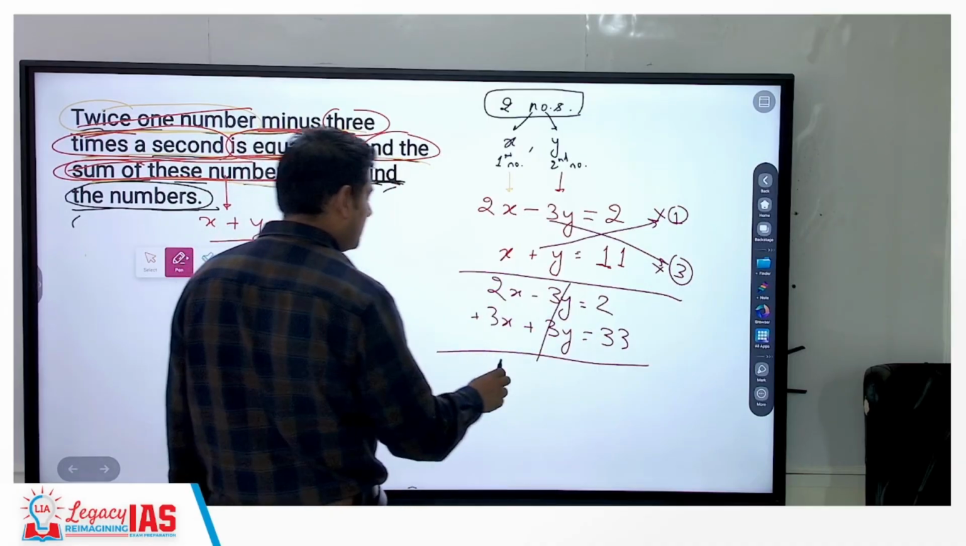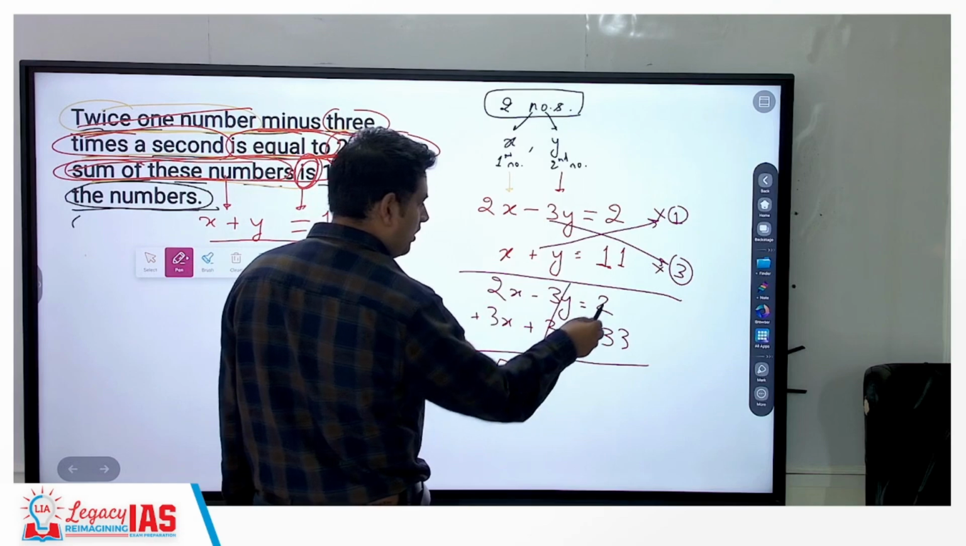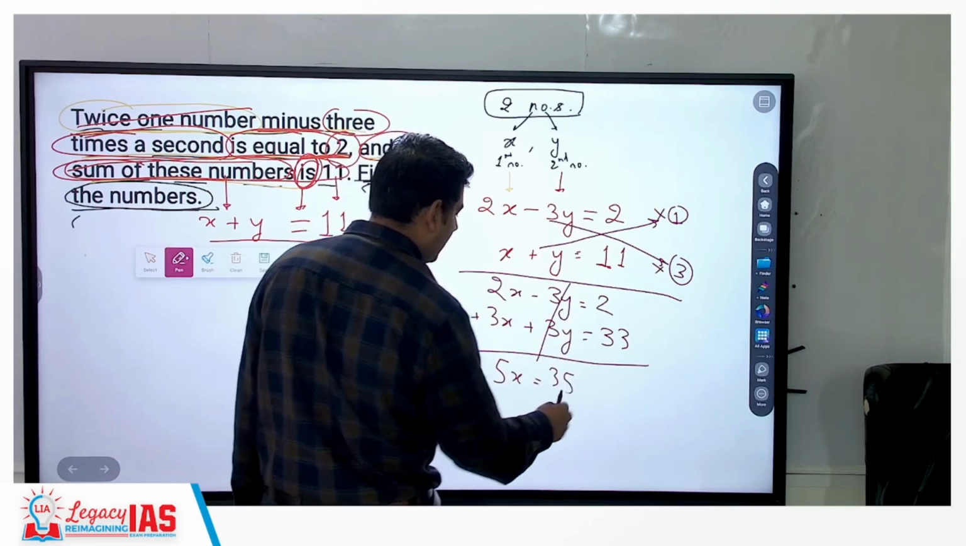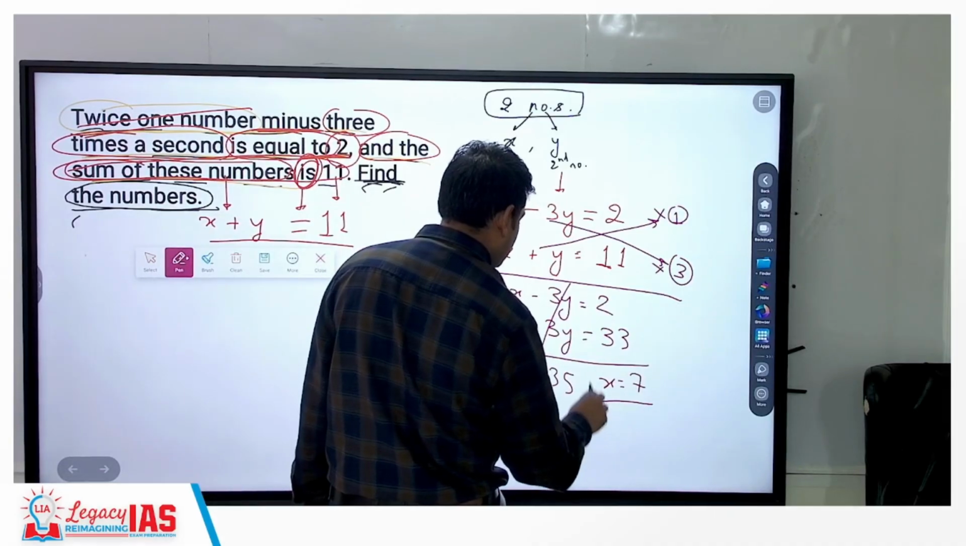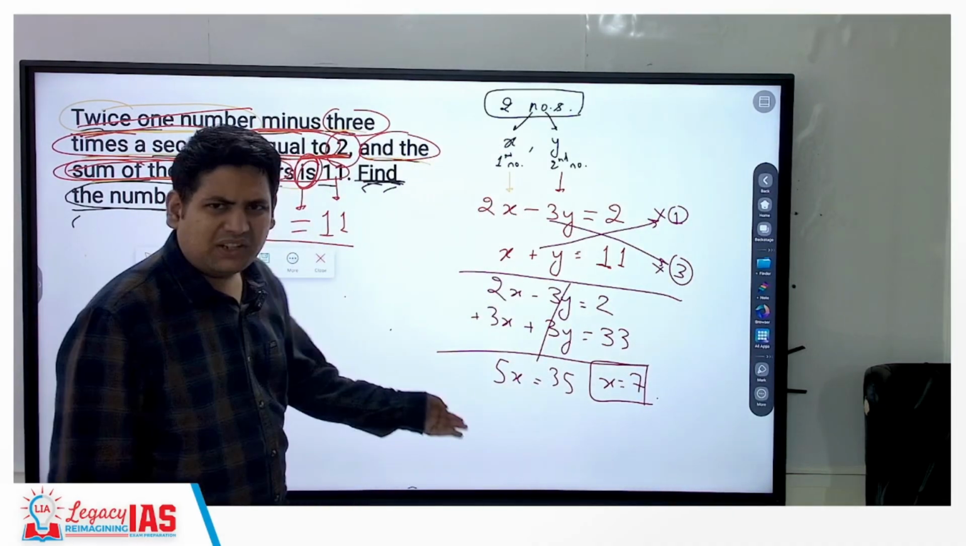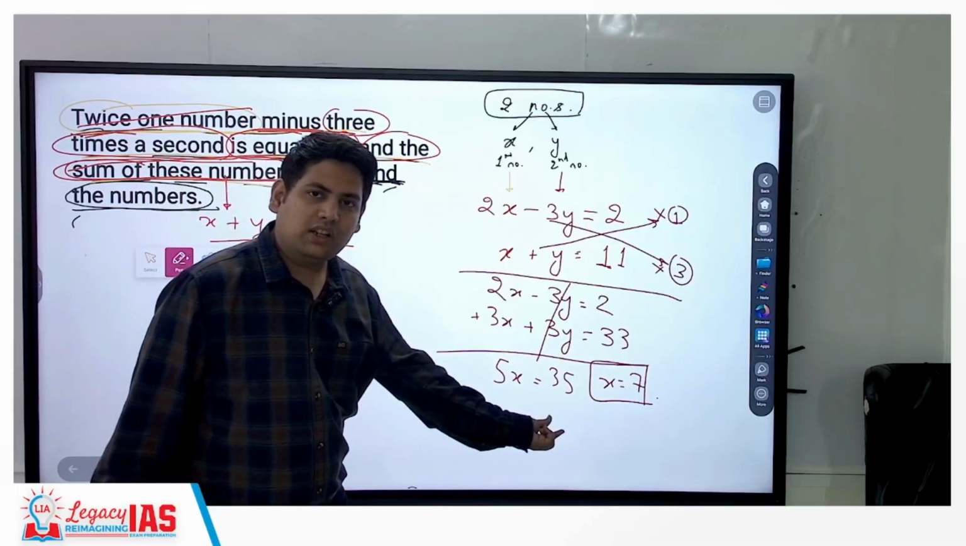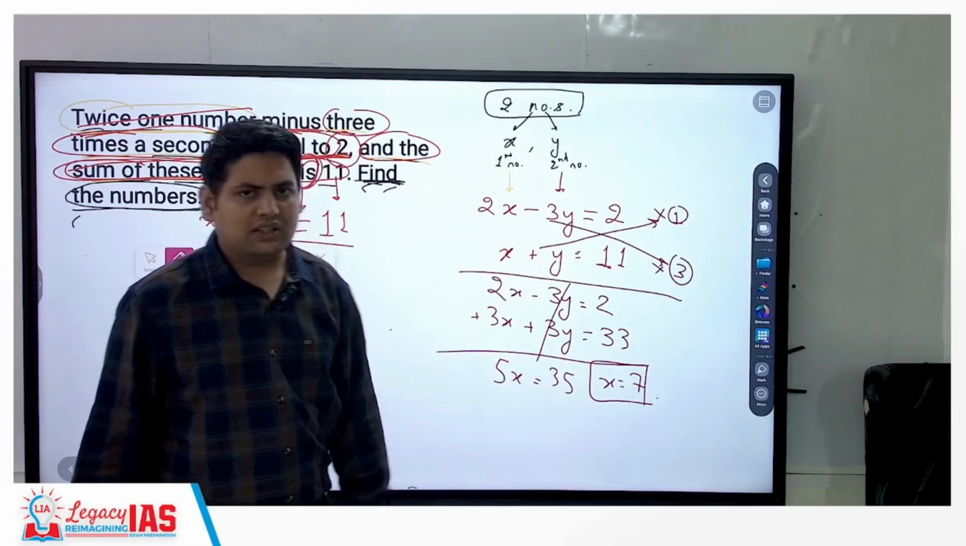What do you get? 2x plus 3x is equal to 5x. 2 plus 33 is 35. Now 5x is equal to 35, which means x is equal to 7. Correct? You will divide. It is in multiplication here. It will go in divide. So 35 by 5, x is equal to 7.